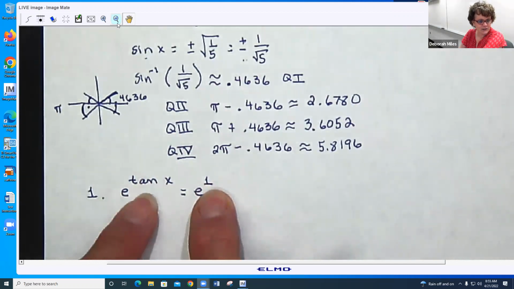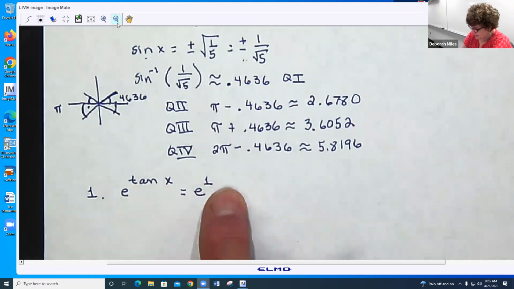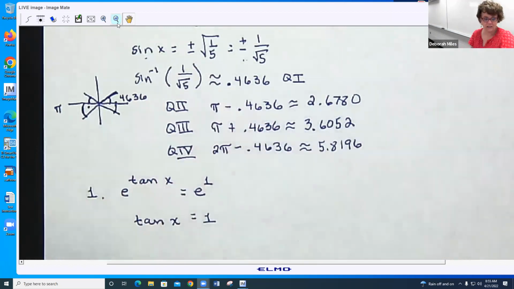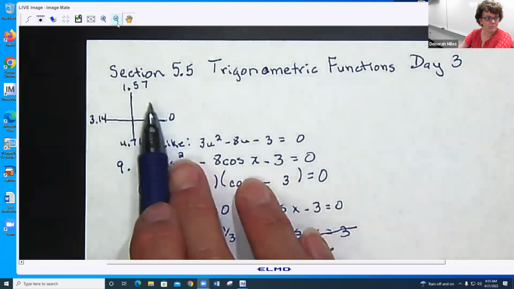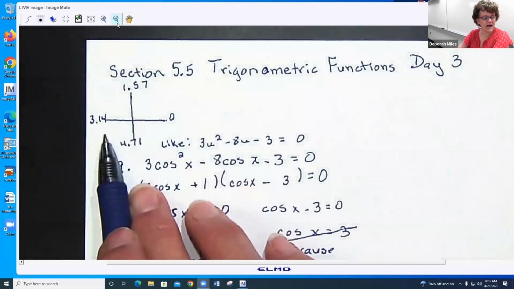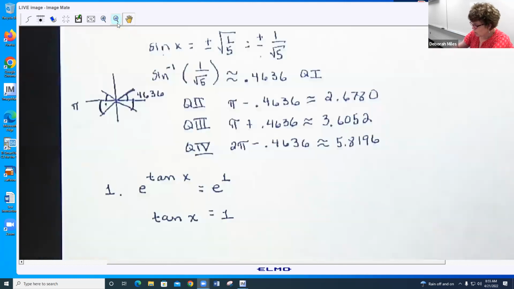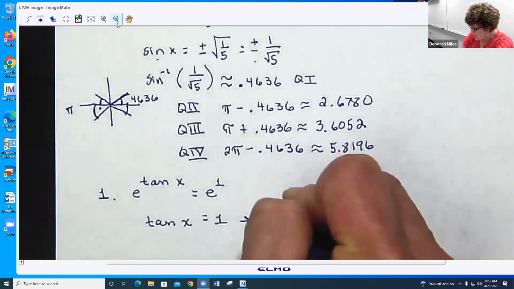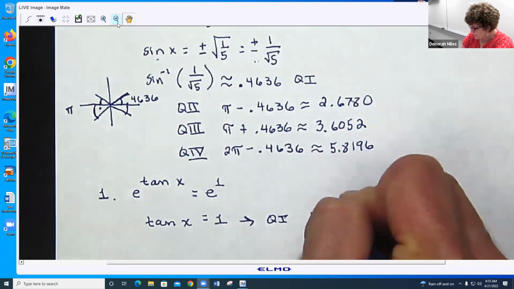If e to the tangent x equals e to the first, then tangent x has to be the same thing as 1. And in what two quadrants is tangent positive? Where you have a positive divided by a positive in the first quadrant, or a negative divided by a negative in the third quadrant. So I'm expecting an answer in quadrant 1 and quadrant 3.